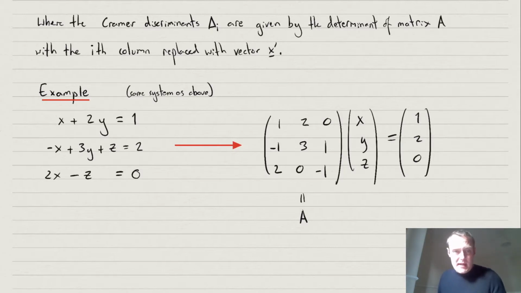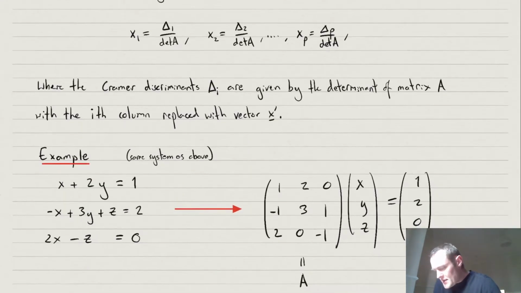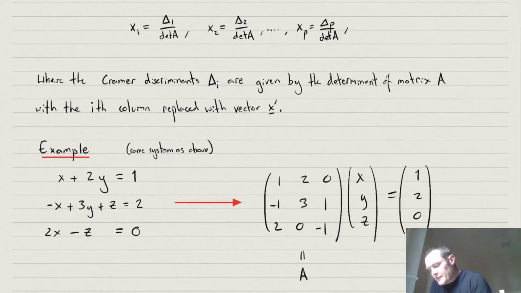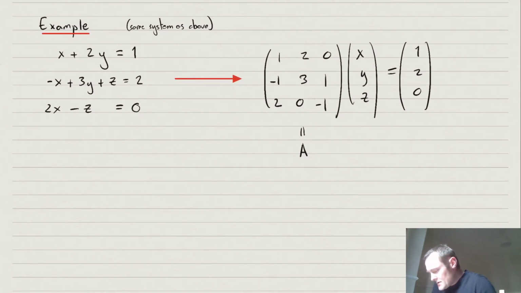It's actually the same example as we used with the direct inversion, so we'll be able to check we have the same answer. And so it looks like in order to solve for x1, x2, and x3, we are going to need the determinant of A and also the Cramer discriminants. So let's calculate those one by one. So firstly, the first one equals the determinant of this.